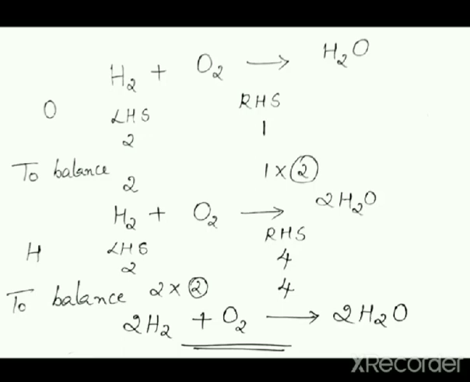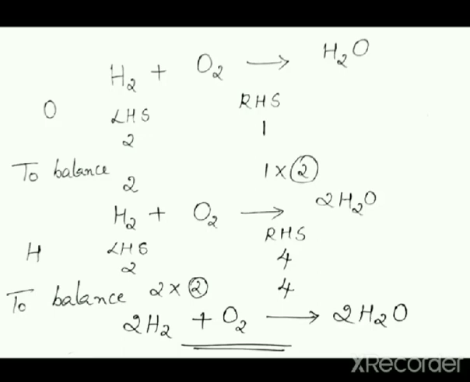So take hydrogen H. On the left hand side, LHS is 2 atoms, and on the right hand side 2 into 2, 4 atoms of hydrogen. The number is now different. So to balance, how can you make this number the same on both sides of the equation? The left hand side 2 should be multiplied by 2 so that we get 4 on both sides of the equation. RHS 4 remains as 4 itself.